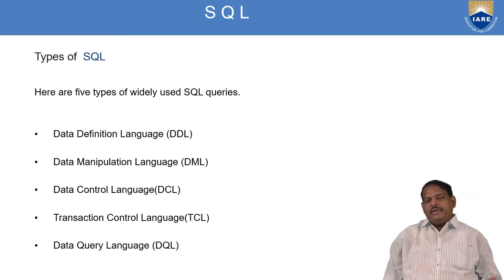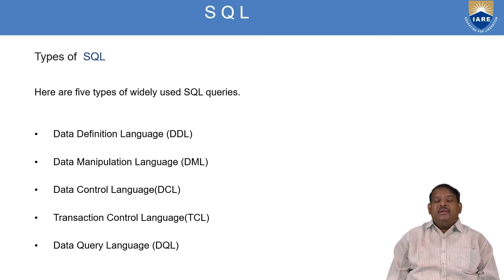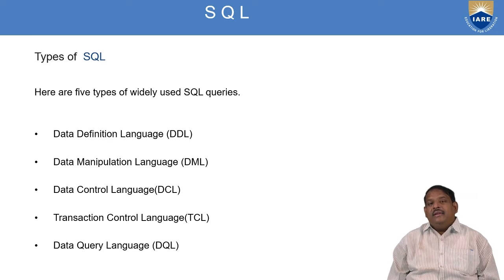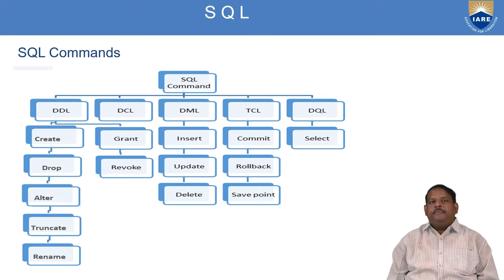So we have basically five types: data definition language, data manipulation language, data control language, which controls how the data will be controlled, then we have transaction control language, TCL, and at last data query language. We have only one command in the data query language. Now we will see each one in detail.